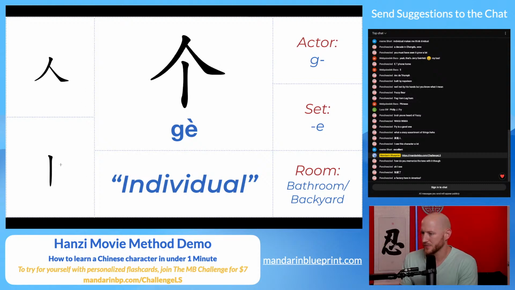Factory here in America, sure. Factory, yeah, sure, that could work.